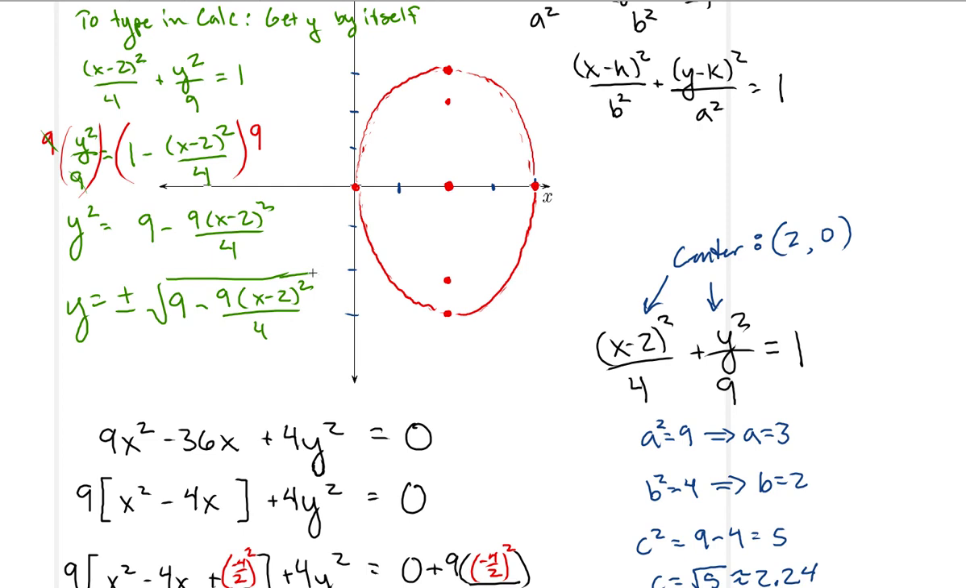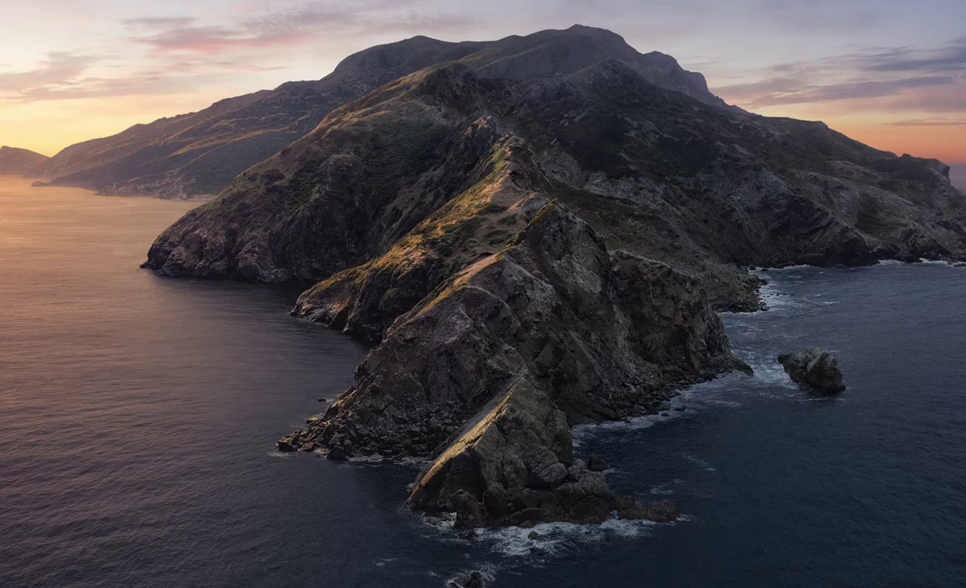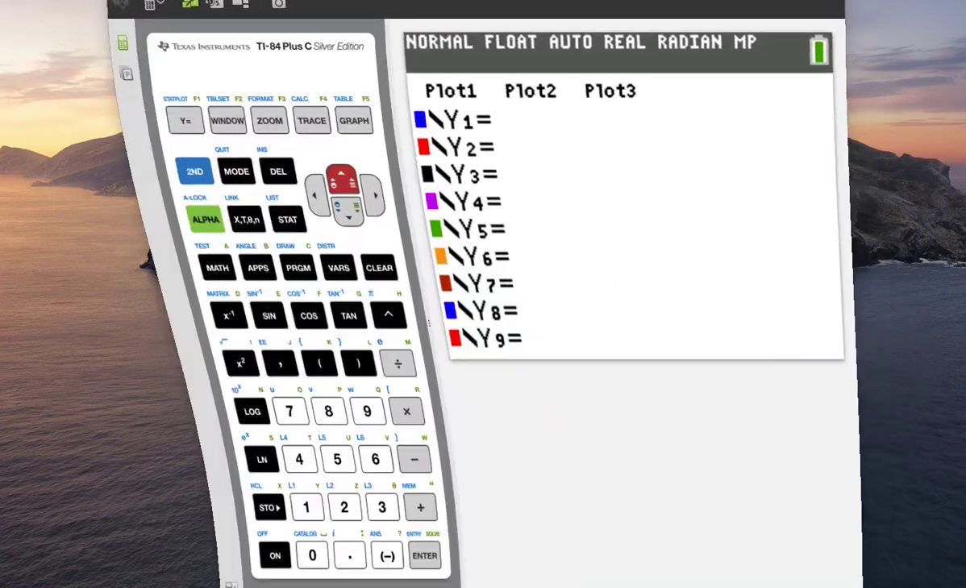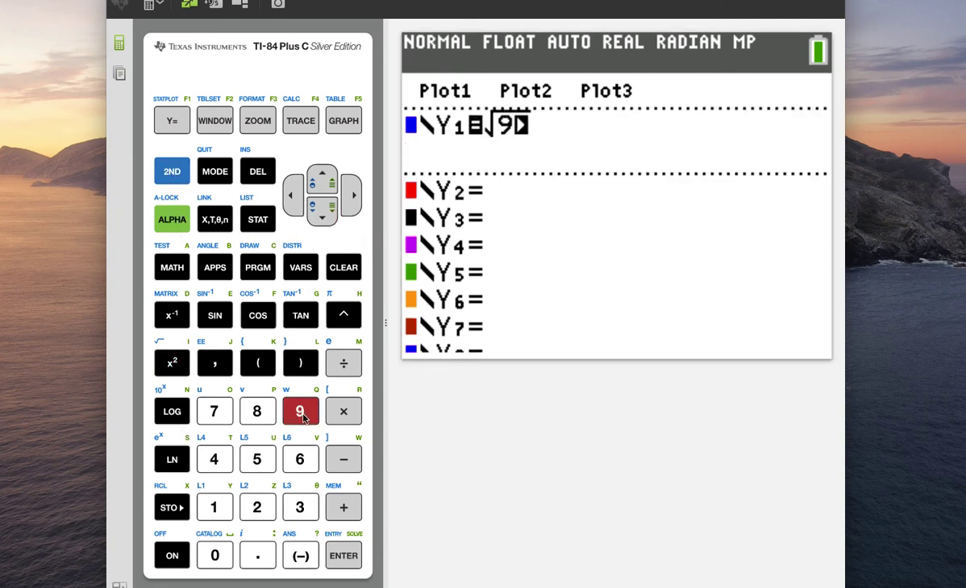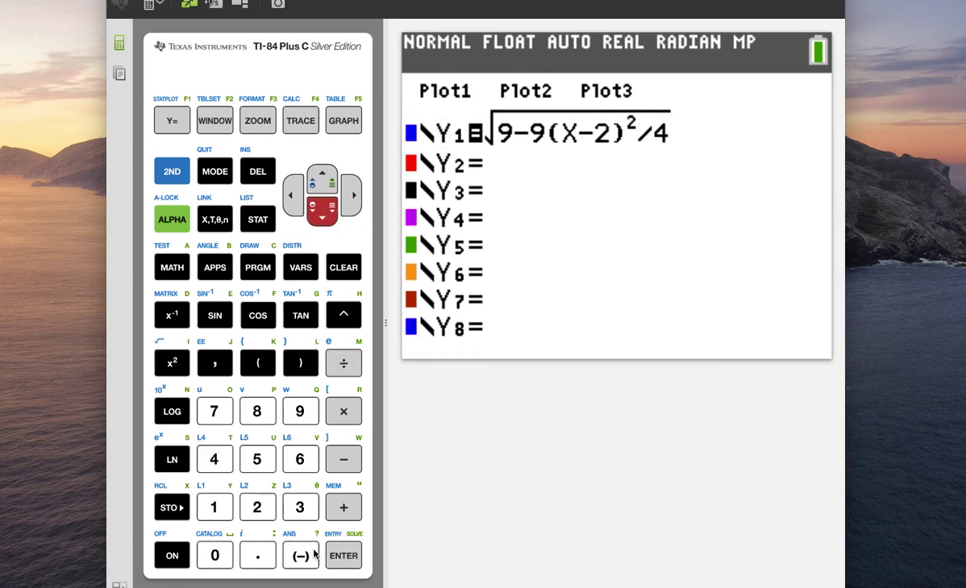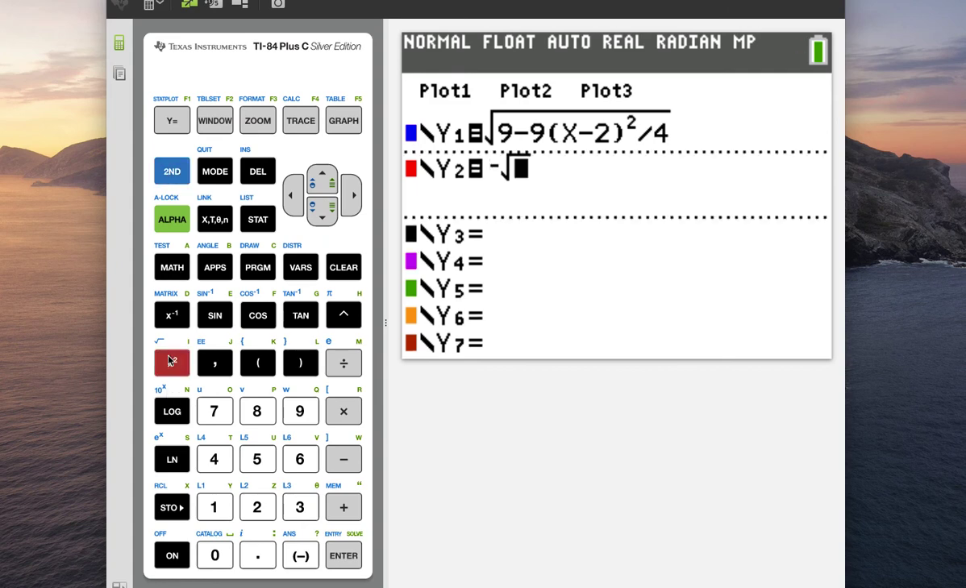All right, so we can type that in our calculator, and let's just go ahead and do that here. So I would just type in these two equations. So the square root of 9 minus 9 times x minus 2 squared divided by 4. And the same thing, but with a negative out in front.